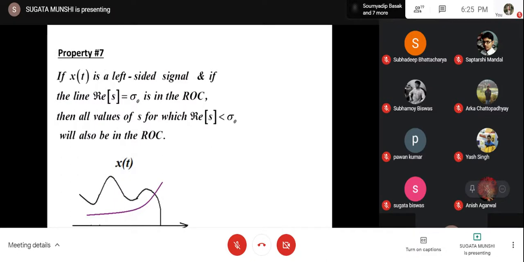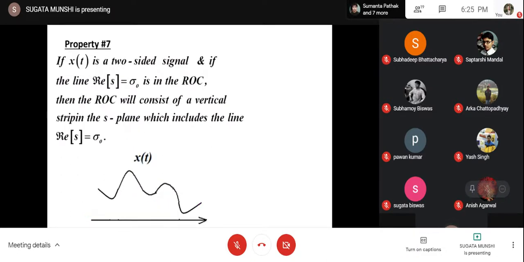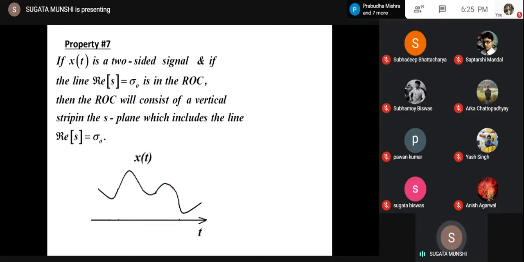There is a problem with numbering. Property 7, next one will be property 8. This is property 8, not 7. If x(t) is a two-sided signal and if the line sigma equal to sigma 0 lies in the ROC, then the ROC will consist of a vertical strip in the S plane, which will include the line sigma equal to sigma 0. All these cases, left-sided signal, right-sided signal, or two-sided signal, all these cases I have illustrated. So this is the general statement of the property of the ROC.